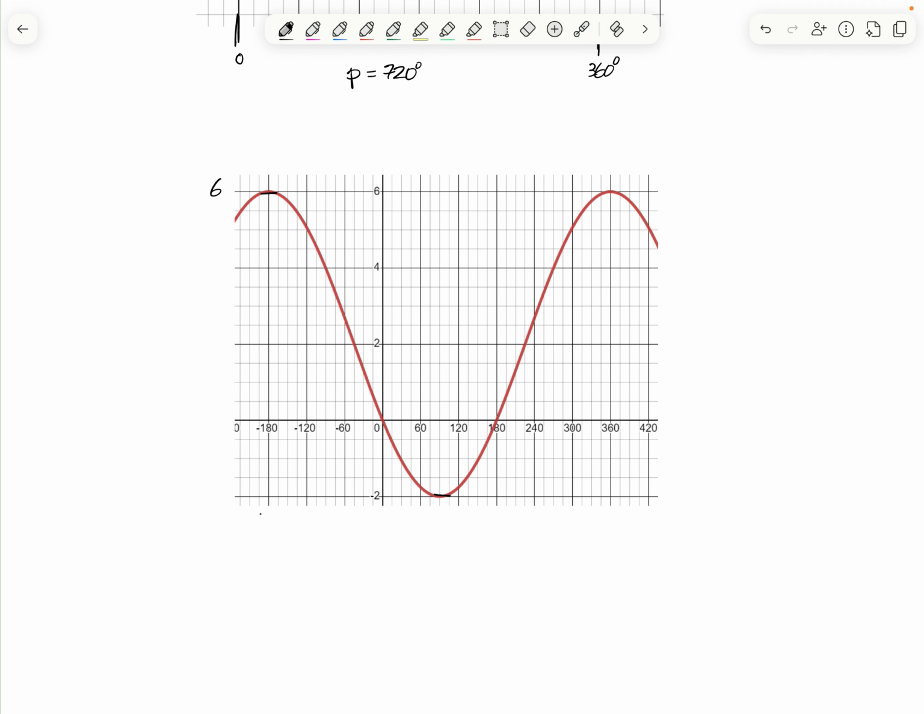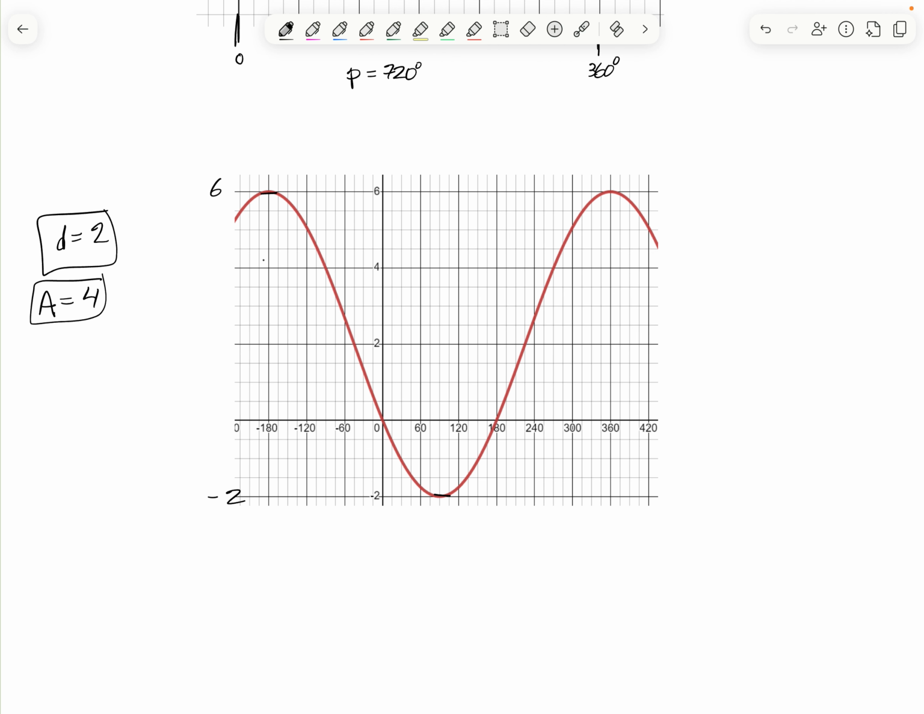The minimum is -2. So the D value is going to be 6 plus -2, so 4 divided by 2 is 2. Okay, the amplitude is going to be 6 minus -2. So that's going to be 8 divided by 2, which is 4. All right. Notice how quick these are now with practice.